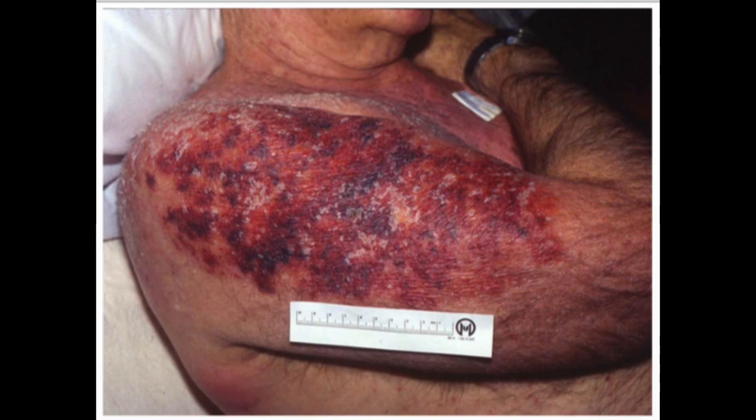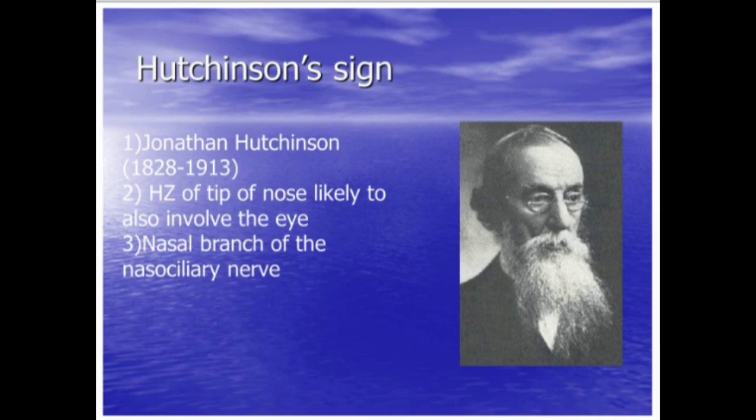Remember your Hutchinson sign. That's the lesion in the tip of the nose, and it can also involve the eye. So if you see a lesion in the tip of the nose and you're suspecting shingles, you have to call your ophthalmologist to make sure that the eye is not involved. That's because of the nerve distribution, nasal branch of the nerve.